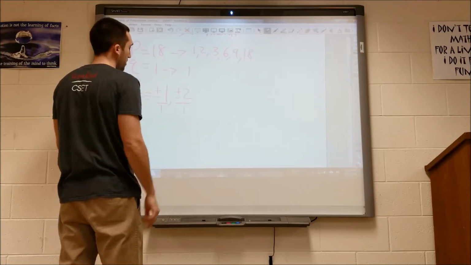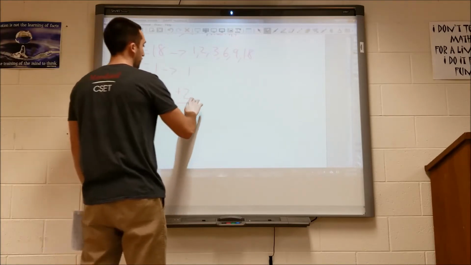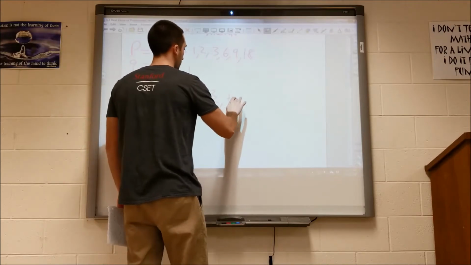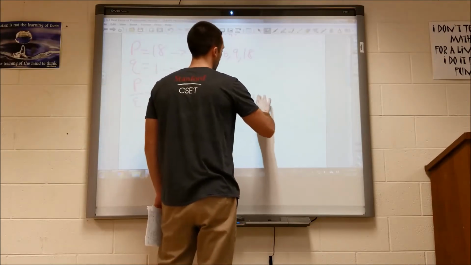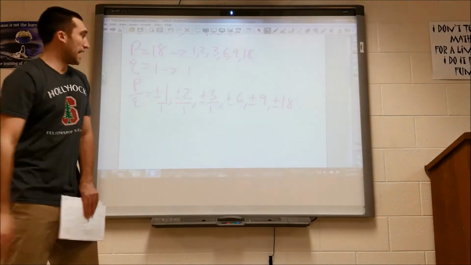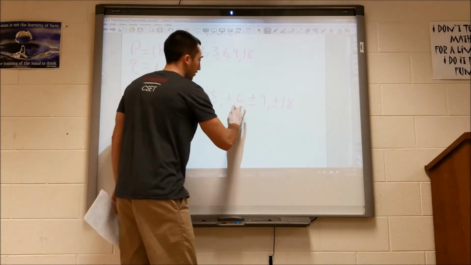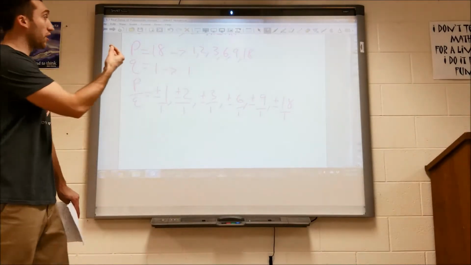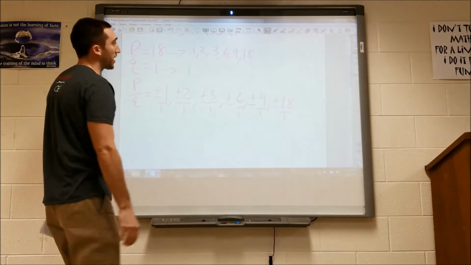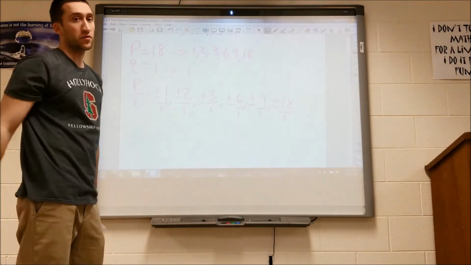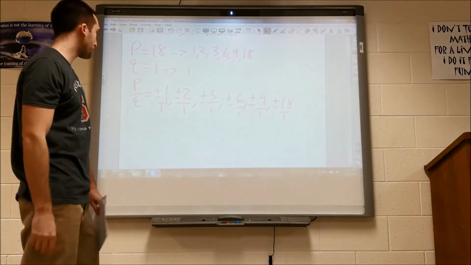So we can all see that that's just basically going to be plus or minus 1, plus or minus 2, plus or minus 3, plus or minus 6, plus or minus 9, and plus or minus 18. Now we can see that these are all divided by 1. If my q were something other than 1, I'd have to divide all those factors by the other factor of q. And we'll see an example of that in a second.